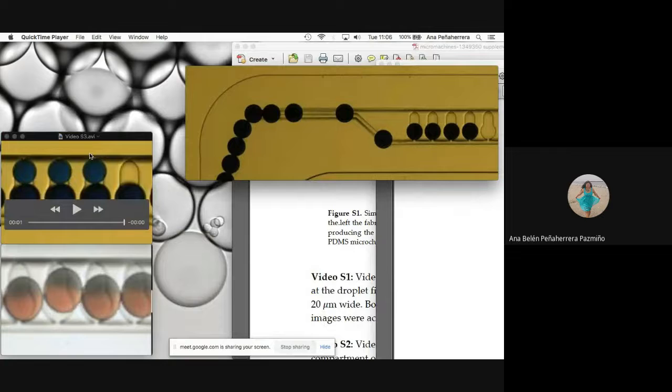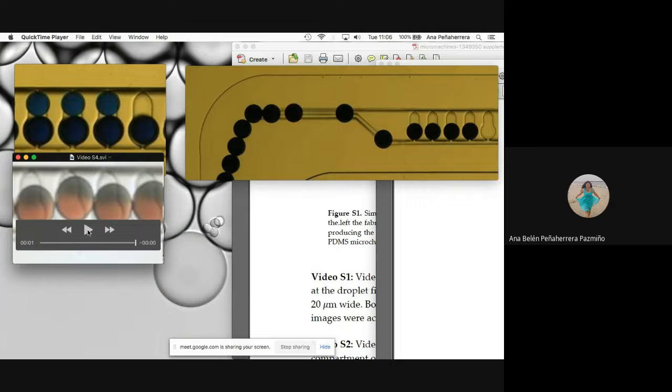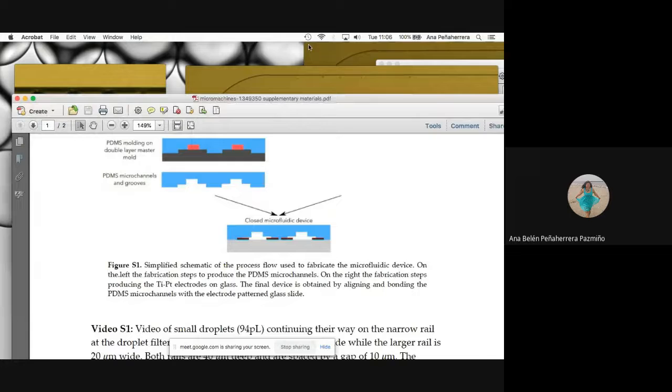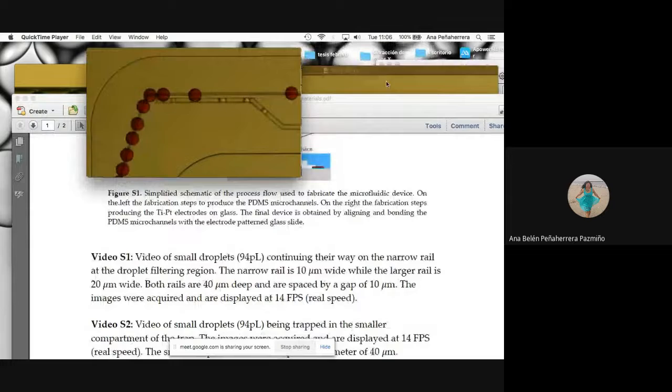And here's the video when they merge. So you see how the small ones go there. And with the electrodes, they produce this electrocoalescence, as you can see how they have merged. So here was the video of the smaller ones. And so they created this platform, which is very useful.